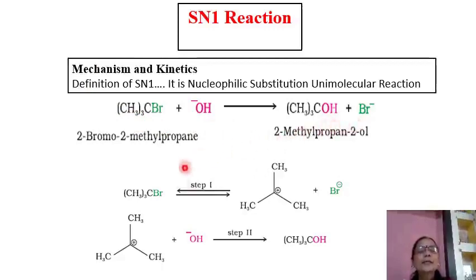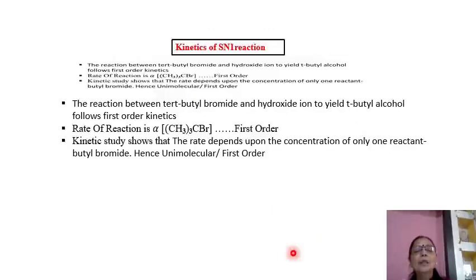This SN1 reaction takes place in two steps. In the first step, the bond between carbon and Br breaks to form the carbocation, so the carbon has a positive charge. The first step is slow, the RDS, in which carbocation formation takes place; only breaking of the C-Br bond takes place. In the second step, once the carbocation is formed, the nucleophile OH negative will attack either from the back side or from the front side to give the product, tertiary butyl alcohol.